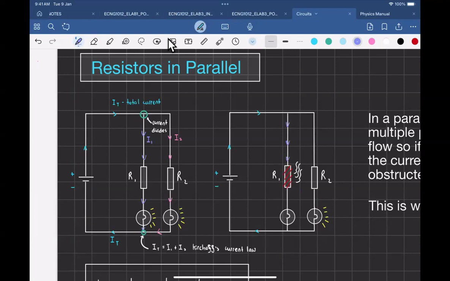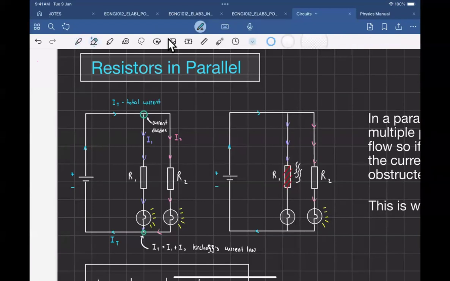So if R1 blows, then this bulb will not light, obviously, because this resistor is hooked up in series with this bulb. But the current will also be able to flow here, and you'll be able to light up that bulb. So let me ask you a question. What do you all think?